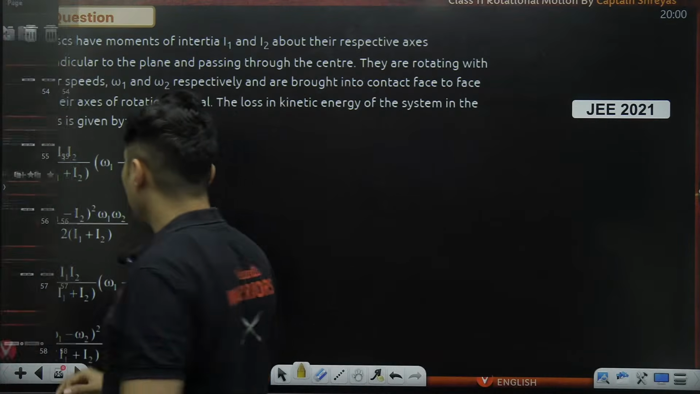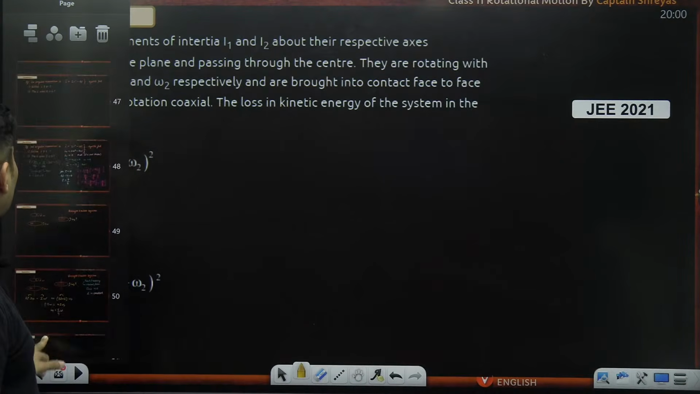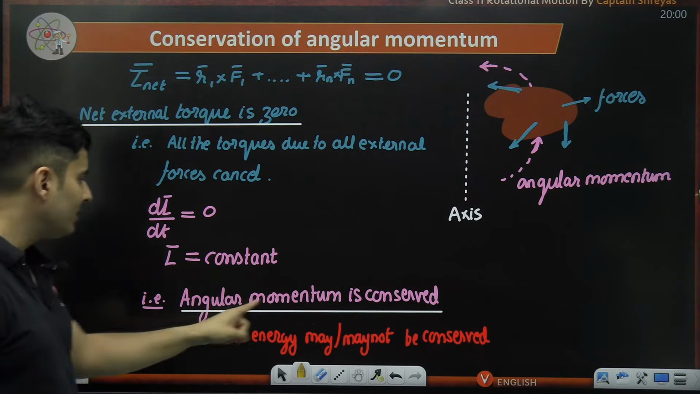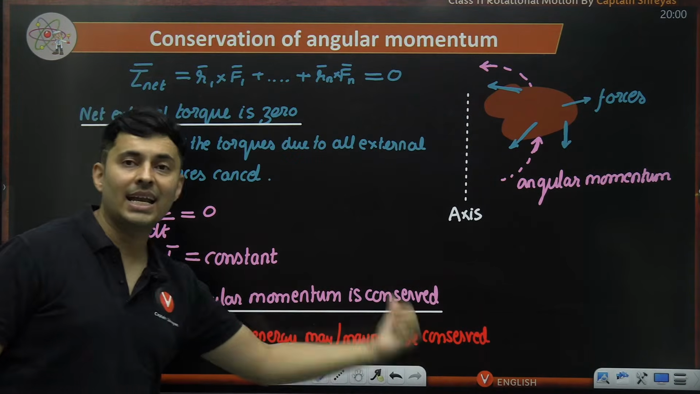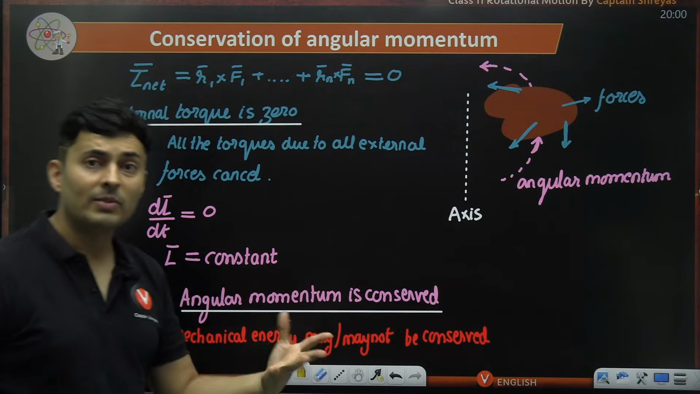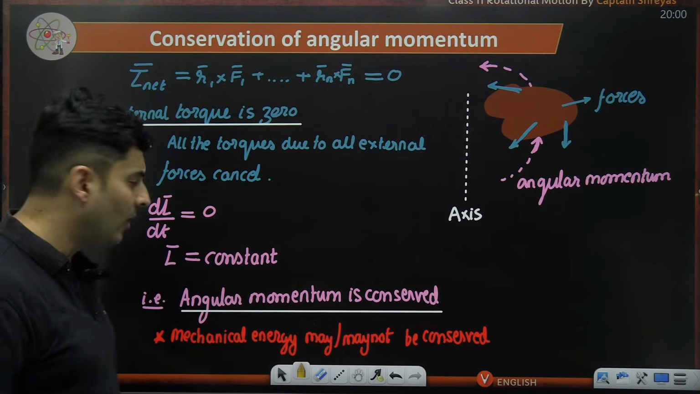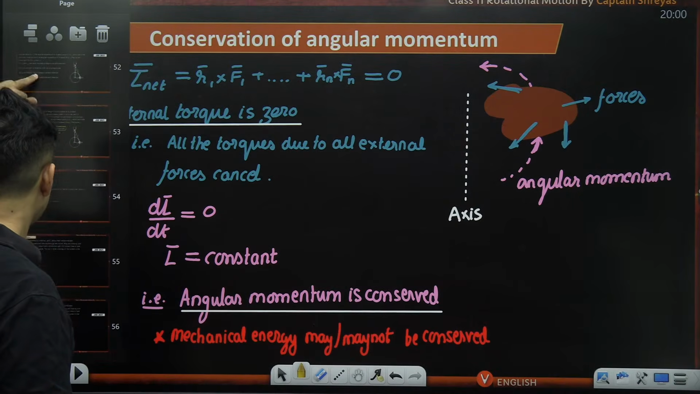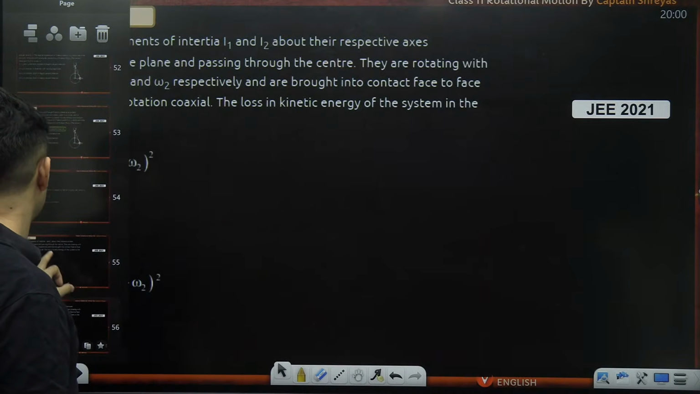This is a very interesting question because just now I told you during the discussion of angular momentum conservation that even if this is conserved, there is no guarantee mechanical energy is conserved. So a lot of people think there is no energy loss. That is wrong, absolutely. And that is what this problem will also prove in a way. So let's try and do this particular question.